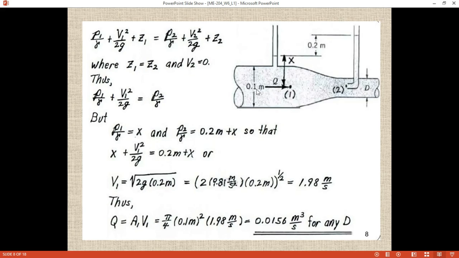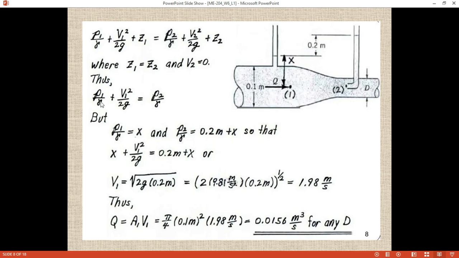Here we first assign two points, point 1 and point 2. This is the larger section, this is the smaller section. So what is the pressure at point 1 and what is the pressure at point 2? First we apply the Bernoulli equation. Since points 1 and 2 lie on the same reference plane, Z1 is equal to Z2, and V2 is equal to 0, because the pitot tube gives you the technique to measure the stagnation pressure. So at stagnation point 2 the velocity is 0. We insert this value in the equation and finally reduce it to P1 over gamma plus V1 squared over 2g equals P2 over gamma.